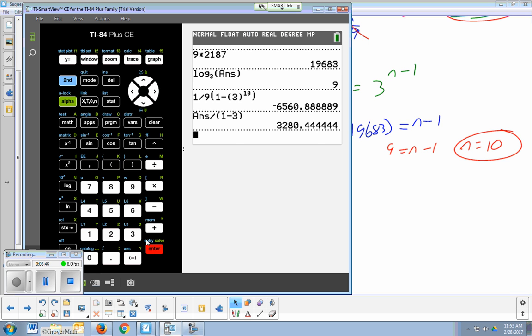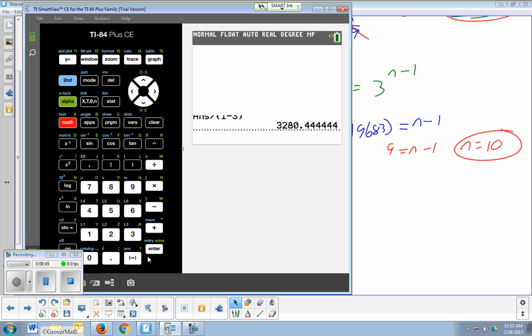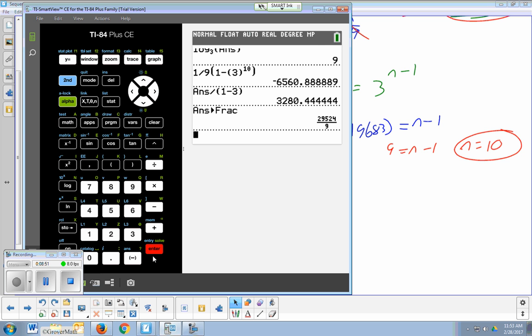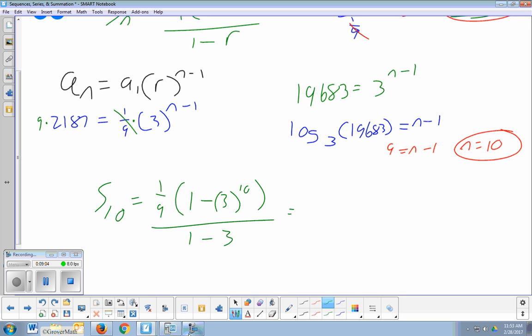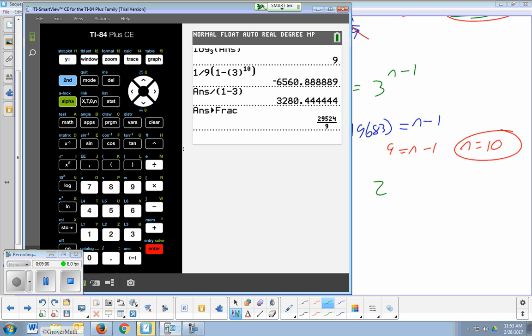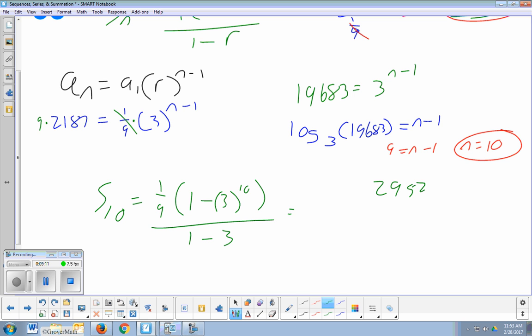And it's going to give me this answer, which is a decimal, but if I hit math, enter, enter, it may make it a fraction for me. It does. And that's a little bit neater than writing, because this is 4 repeating. So I'd have to do 4 with a little bar over it, which is okay, but this is a little bit better. So 29,524 over 9. And that's my answer there. That's my final answer here.